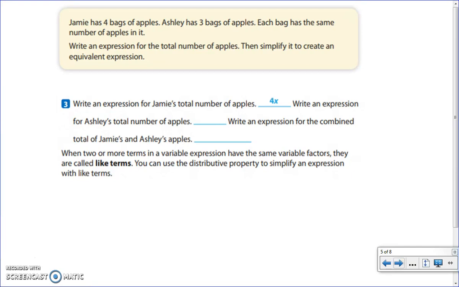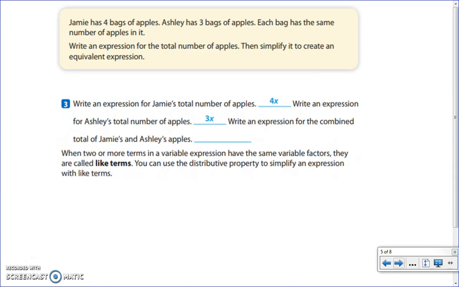So Jamie's number of apples would be 4x. He had 4 bags, and the number of apples inside each one of them is unknown, so 4x. And for Ashley's total, she had 3 bags, so we could call her 3x, but we could also say x plus x plus x. 3x is really more appropriate. We call that simplifying the expression.